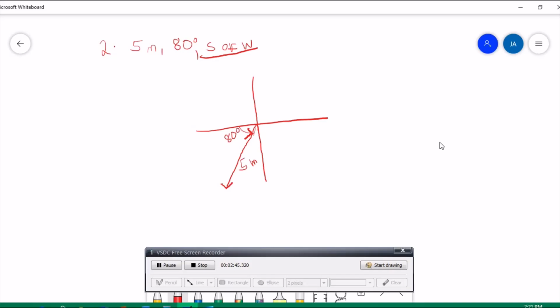But what are the two possible names for this vector? So we have, of course, our given. We can also say it's 5 meters, 80 degrees south of west. But we can also say it's 5 meters, 10 degrees west of south, or from south going to the west, that's 10 degrees.